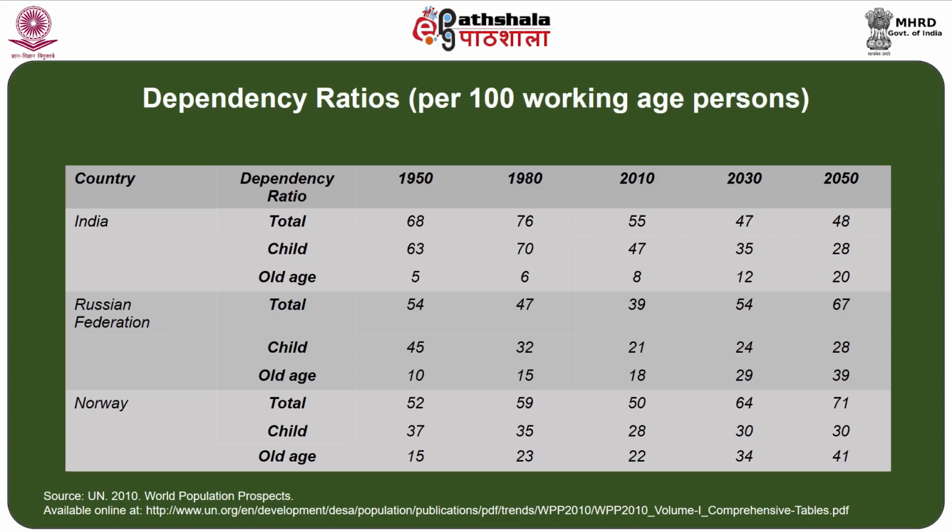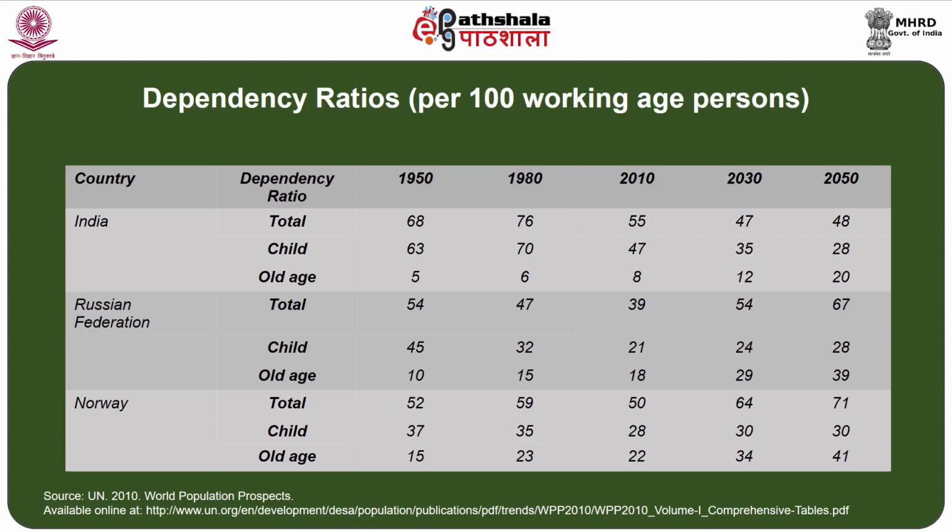For Norway, which is a developed country, the total dependence ratio in 1950 was 52, the child dependence ratio was 37 and the old age dependence ratio was 15. In 2010, we see that Norway's total dependence ratio declined slightly to 50, the child dependence ratio declined to 28, while the old age dependence ratio increased to 22.